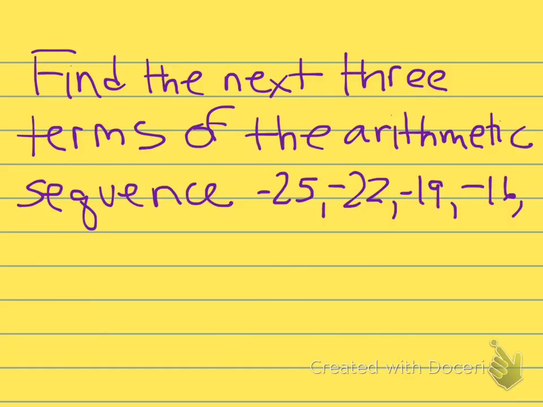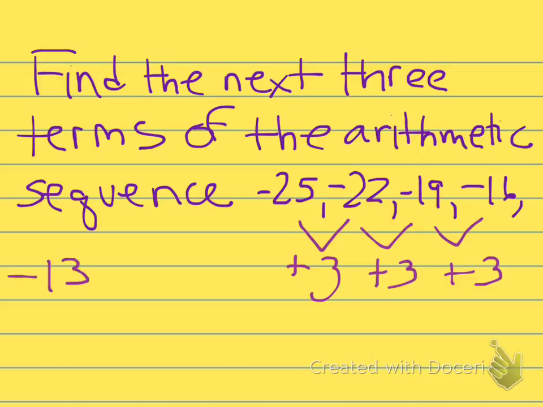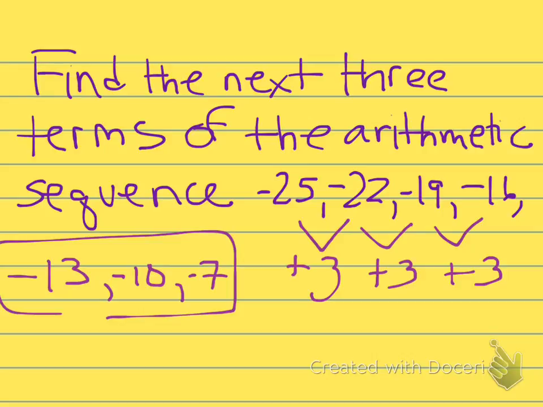Next, we're finding the next 3 terms of the arithmetic sequence, so we need to find the pattern. To get from -25 to -22, you're going to add 3, and again add 3, and add 3. So for the next 3 terms, I'm adding 3 to -16, which is -13, 3 to -13, which is -10, and 3 to -10, which is -7. So these are my next 3 terms.